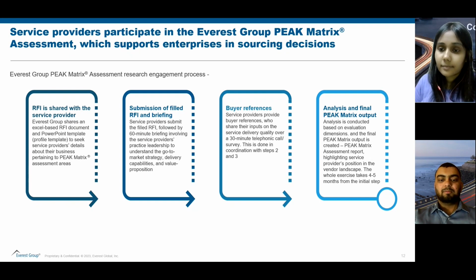Simultaneously, inputs are solicited from the buyers of service providers on the value they have been able to deliver. This wraps up the data collection phase, which is followed by the evaluation of the players on the PEAK Matrix and the final publishing of the output.